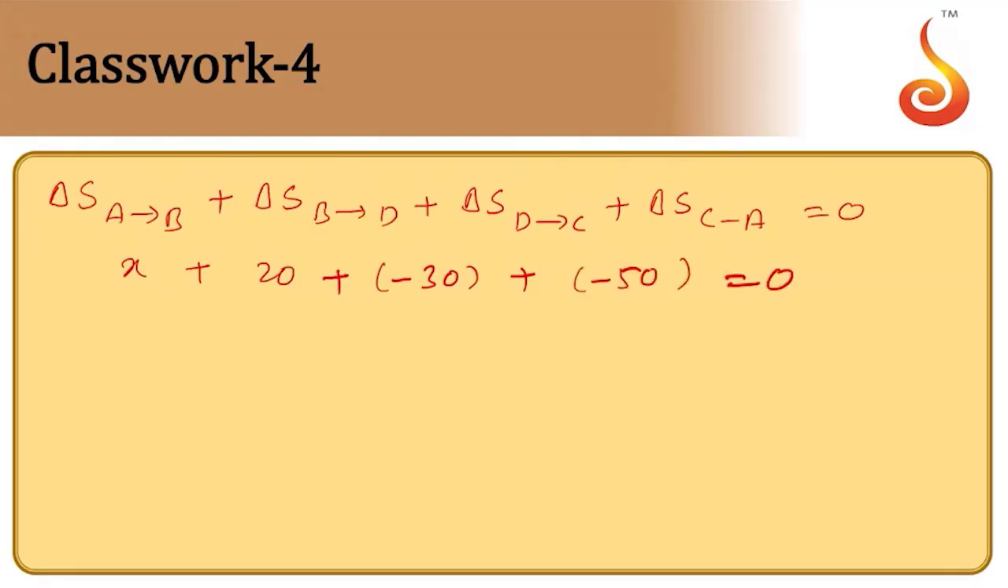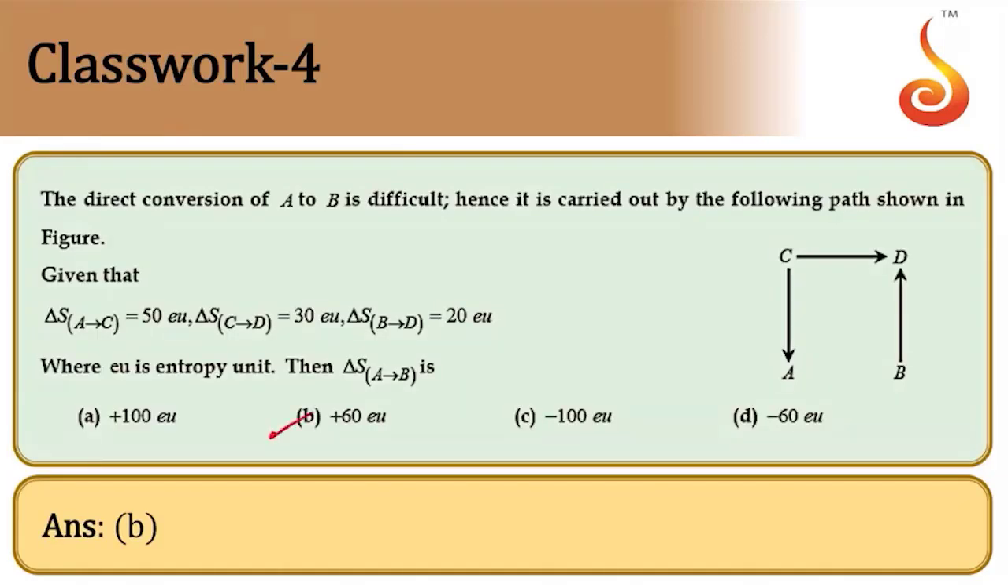So, finally, simplifying, we are going to get the value X is equal to plus 60, because the minus 30 minus 50 goes to the other side. That becomes plus 80 minus 20. The value comes out to be 60. Therefore, the option is B here now.